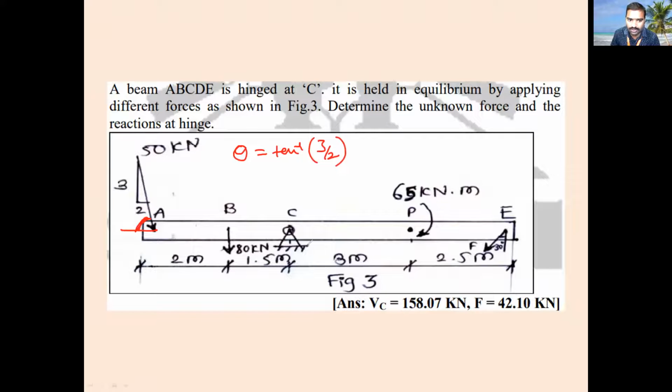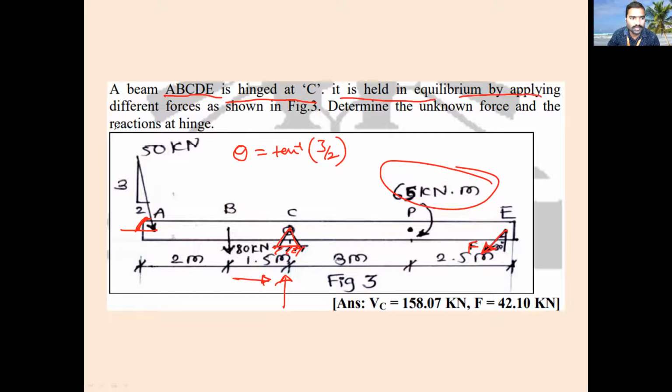Then this is acting downward. Then which type of support is it? Hinge. So there is one reaction, there is another reaction. Then there is a moment. There is a force F. See this one, there is a force F acting. Is there any other support? No, sir. There is no other, only one support is there. And what is given? EBCDE is hinged at C. At C, it is hinged. And it is held in equilibrium.